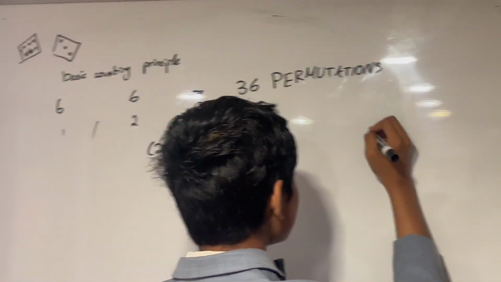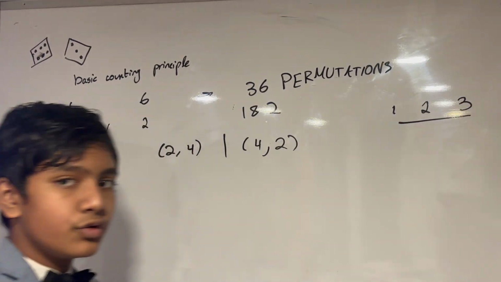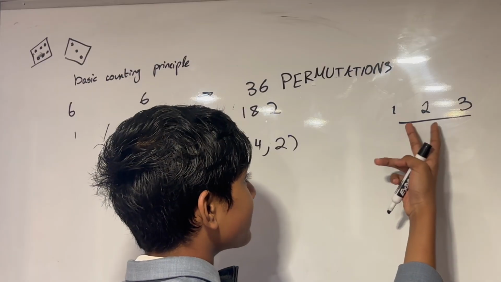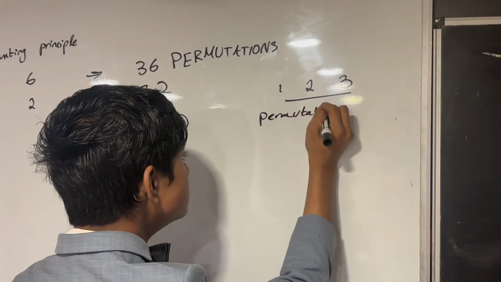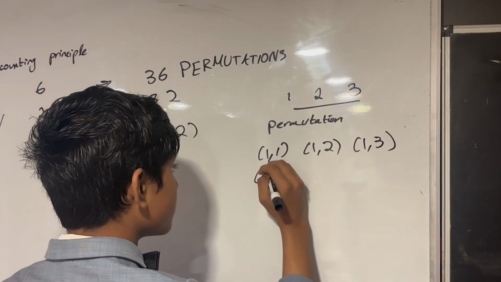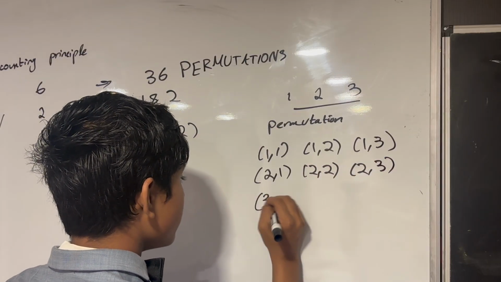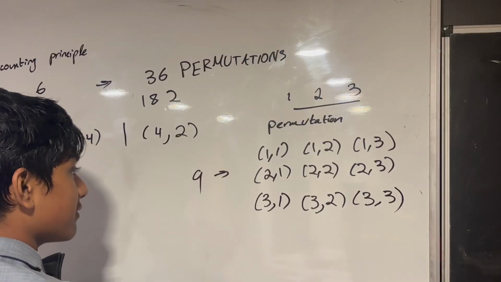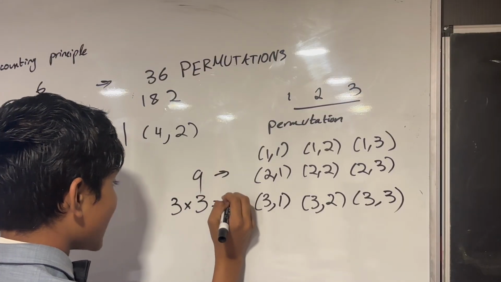So for example, let's say we have the numbers 1, 2, and 3, and we want to figure out how many ways you can pick 2 of them. Then permutation would look something like this. You start with 1, 1, move to 1, 2, move to 1, 3, move to 2, 1, 2, 2, 2, 3, 3, 1, 3, 2, 3, 3. That's 9. And you should have expected that because you have 3 possible ones for the first and 3 possible ones for the second.